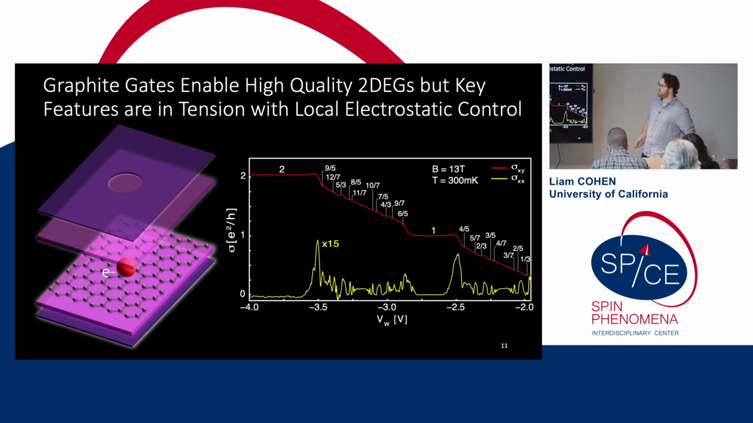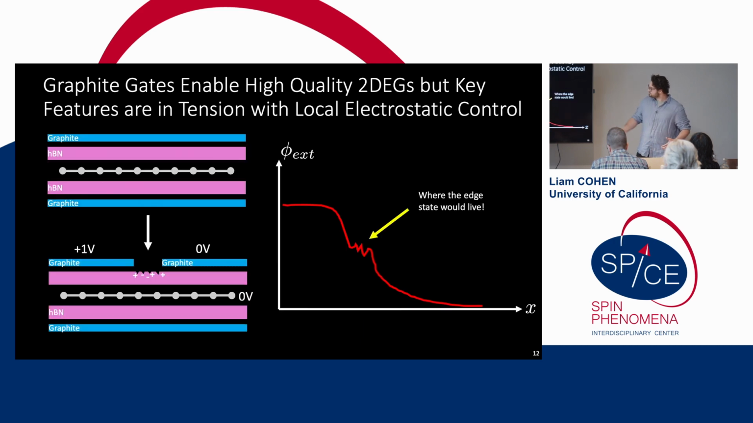So for example, if I wanted to trap an electron, I'd have to take a chunk out of this graphite somewhere. And that sort of gets rid of this whole beautiful fractional quantum Hall, these very clean systems, because you've now just removed the thing that actually made the system clean in the first place.